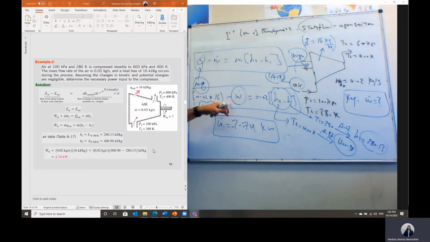Q minus work equal to the change of energy transfer by mass from the outlet to the inlet. Then in this case, when you calculate the work, if it is added to the system, you will have the calculation resulting in a negative sign.